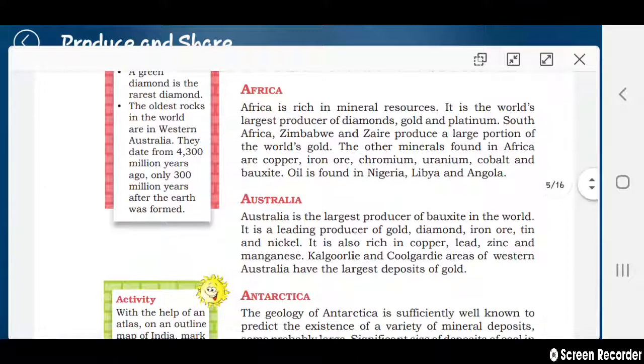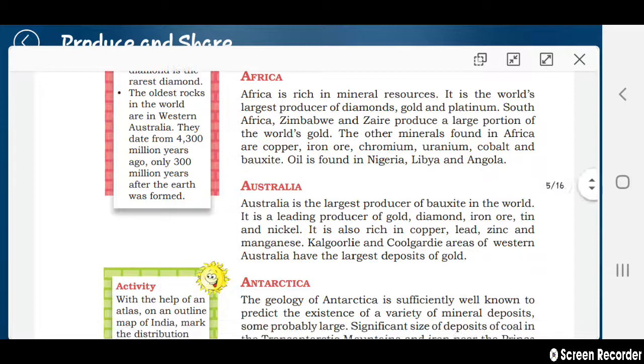Next, Africa is very much rich in mineral resources. It is the world's largest producer of diamond, gold and platinum. South Africa, Zimbabwe and Zaire produce a large portion of the world's gold, and the other minerals found in Africa are copper, iron ore, chromium, uranium, cobalt and bauxite. Oil is also found in places like Nigeria, Libya and Angola.